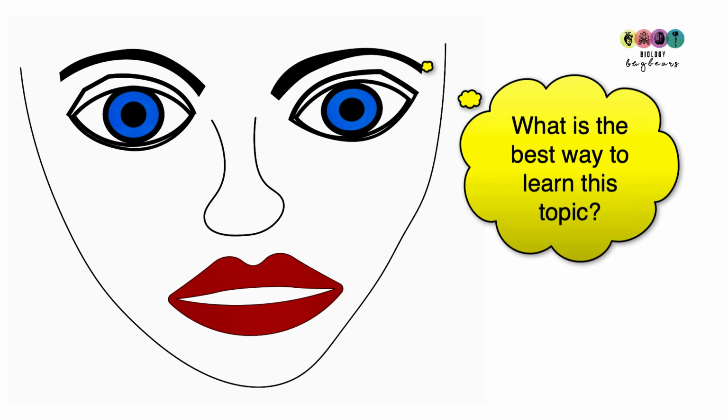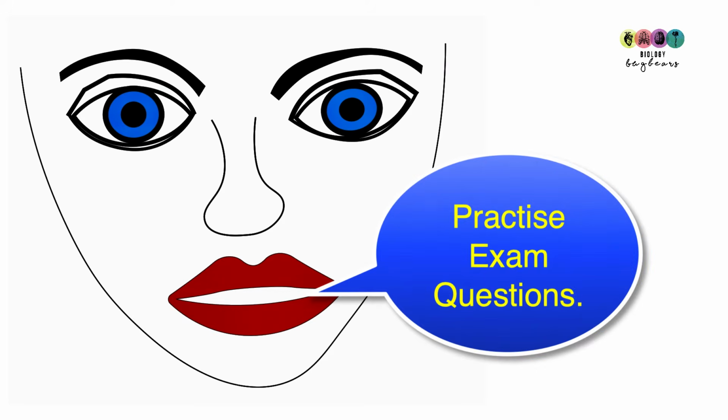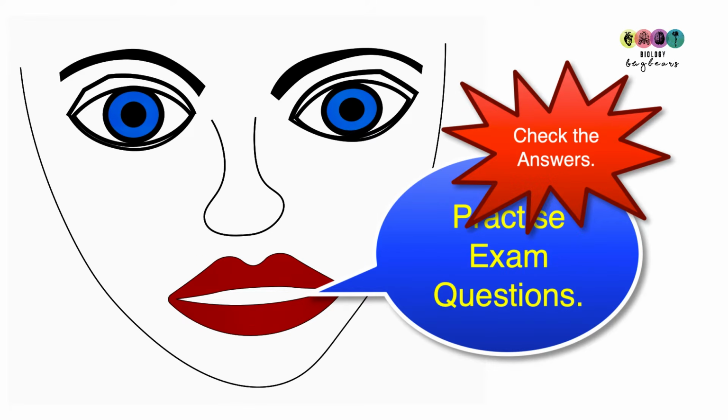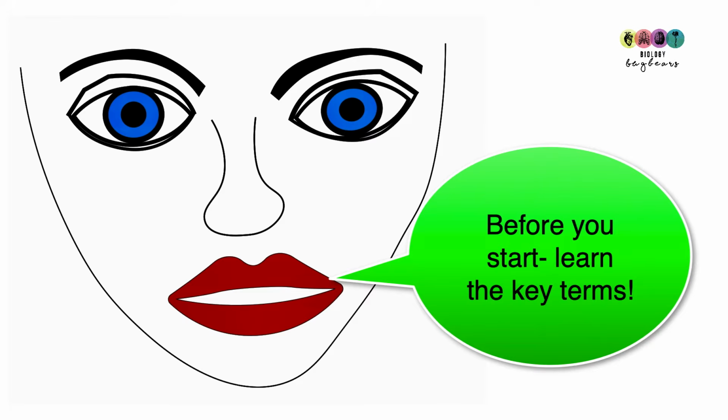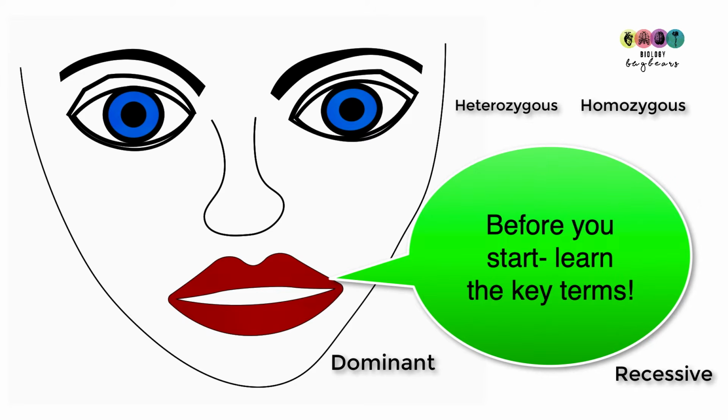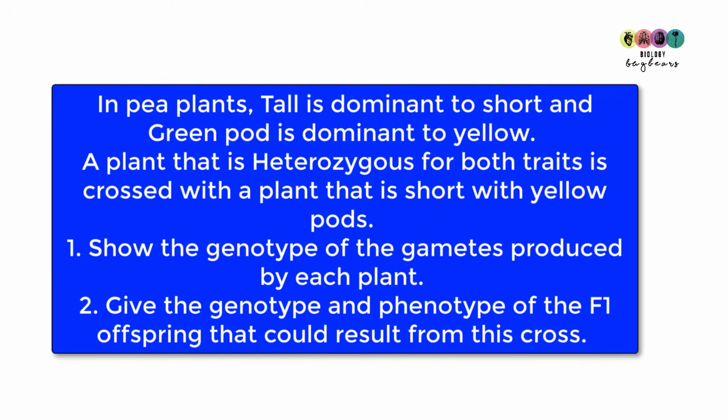Well, in my experience, the only real way to master this topic is to practice lots of exam questions. But the key to that is checking that you're doing them correctly by looking at the answers. So that's really important. But before you can even begin to do these questions, you have to start at the beginning and you have to know what heterozygous, homozygous, recessive, dominant, linked and unlinked all mean, and they're all in the previous videos. So let's try a question.